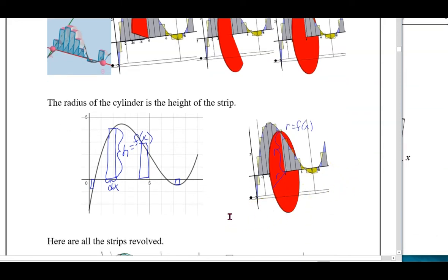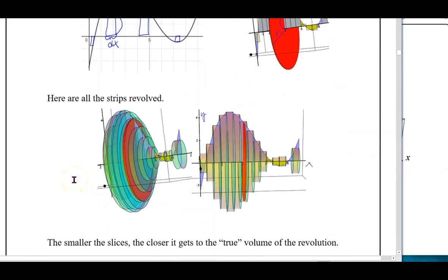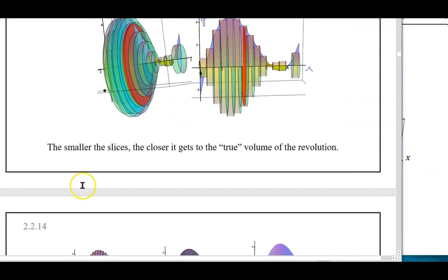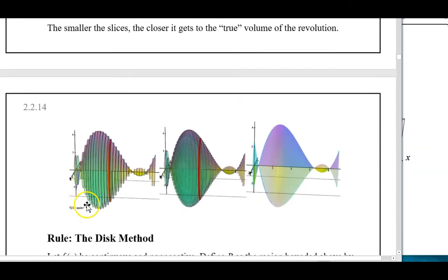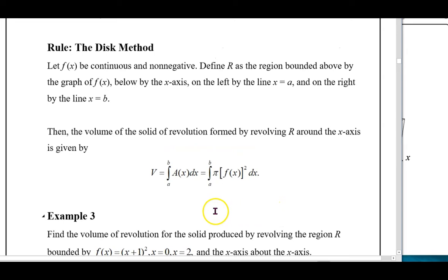Remember, the volume of the cylinder is the area of the base, pi r squared, times the height of the cylinder, which is the differential dx. This is what it looks like with all the strips revolved and a larger number than 6. The smaller the slices get, the closer to the true volume we get, until it looks like this. Let's put on the screen now the disk method for revolving around the x-axis. Let the function f of x be continuous and not negative.